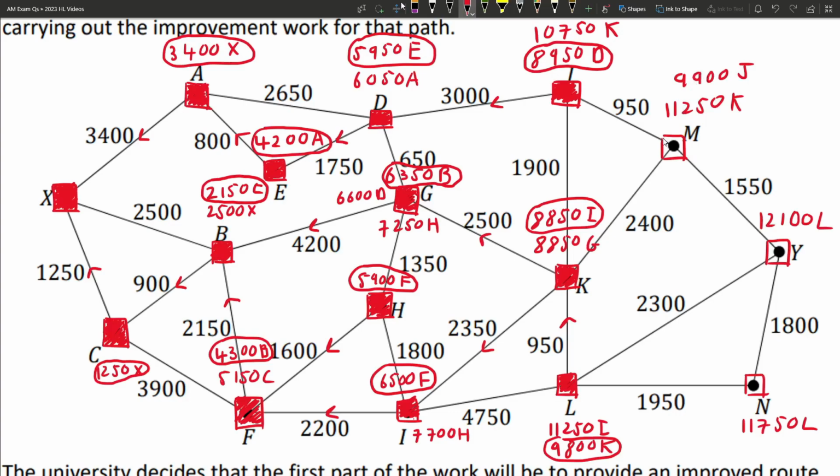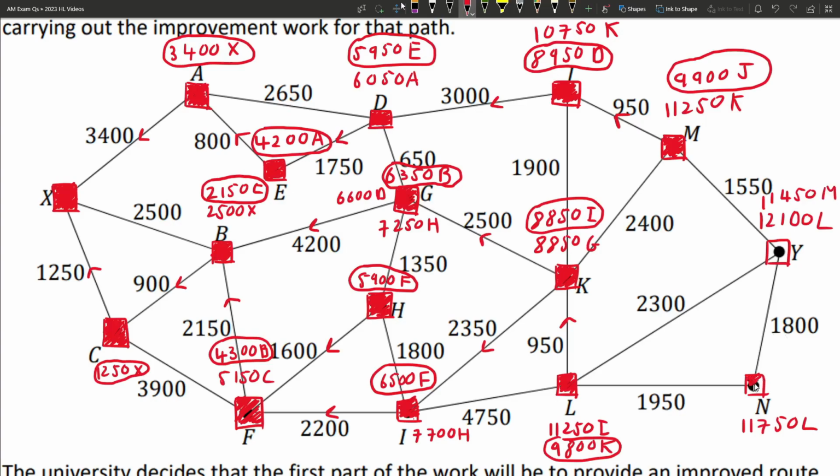With 9,900 going through J, so we color in M. Draw an arrow up to J, which is this one. And now the only one that M is connected to, that's not done yet, is Y. So we circle that 9,900. And so we have 9,900 plus 1,550. That's going to be 11,450. That's going through M.